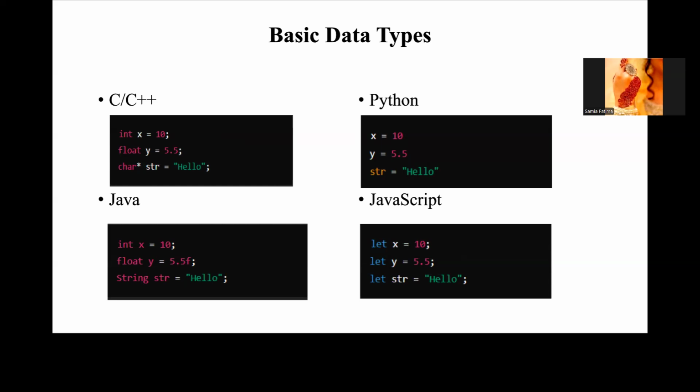Python is dynamically typed, meaning you don't have to specify the type when declaring a variable. You simply assign values directly. In JavaScript, we declare a variable using let, and it supports integers, floating point numbers, and strings. As in Python, values are assigned directly.